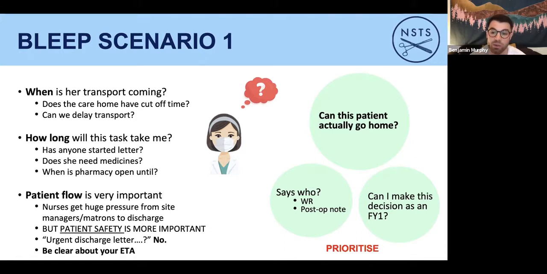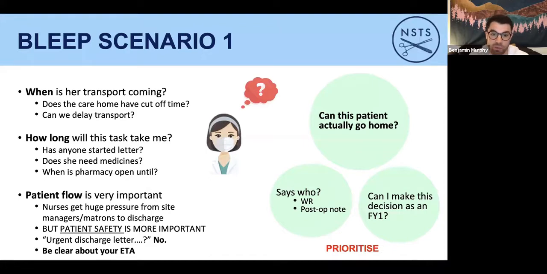But for some patients in orthopedics, it usually is down to the F1 to decide if it's at the weekend, if it's a young patient and it's clear from their post-op note that they can go home. If, for example, they're using their crutches okay, a young 30-year-old who's broken their ankle, that would be fine. And then what do you need to ask to prioritize this task?